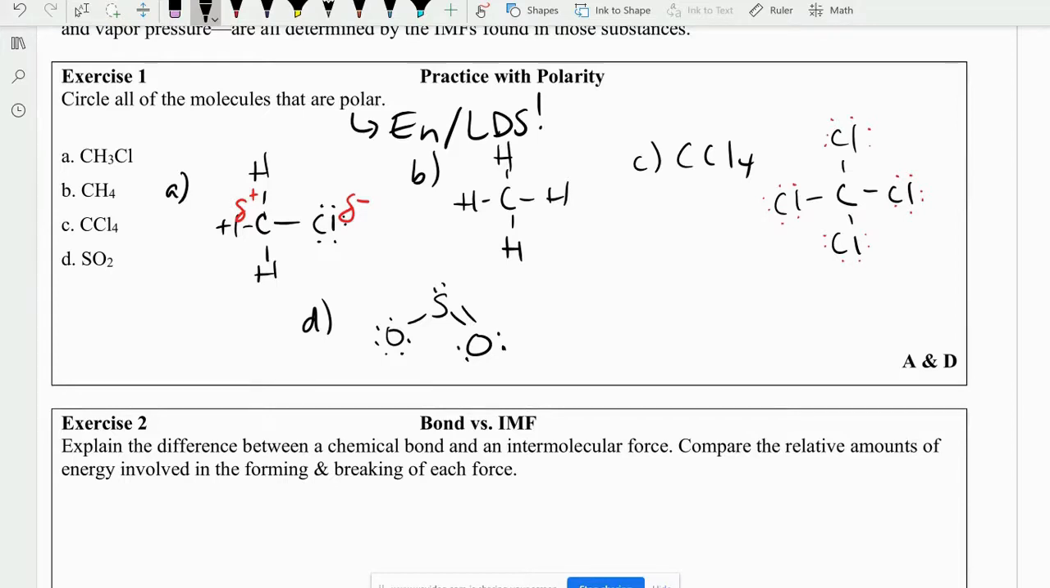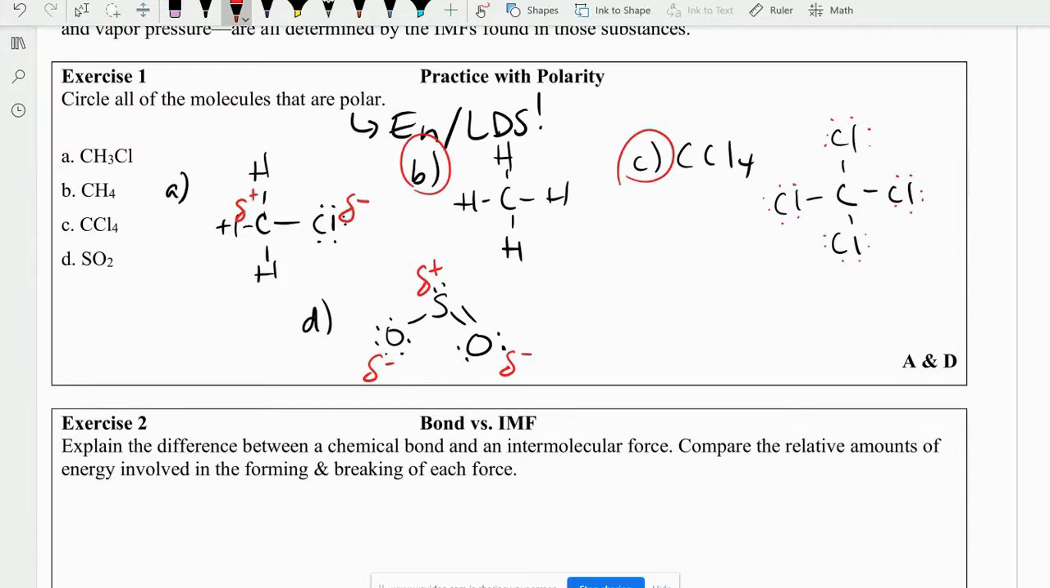Oxygen's going to pull in the negative charge from sulfur. And what's going to happen then is it's going to make the oxygen side of the molecule partially negative and the sulfur side of the molecule partially positive. And so I would say that in going back to option B and C, we really would not have the development of a polar molecule.